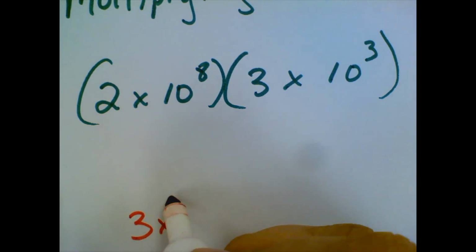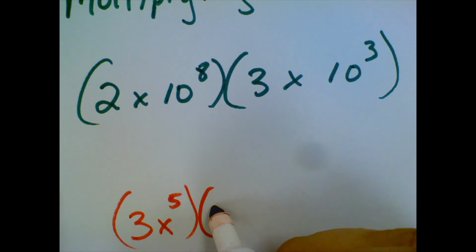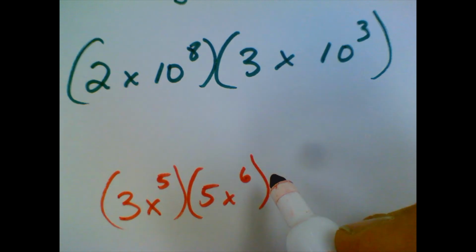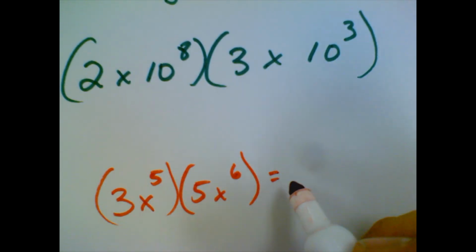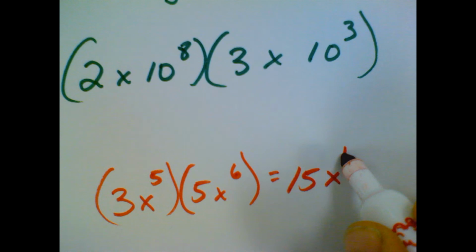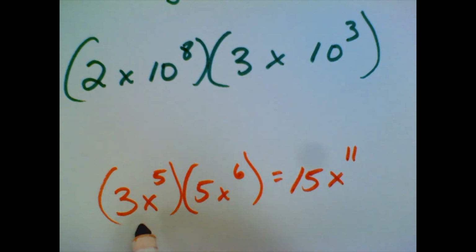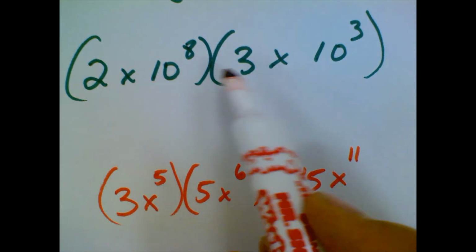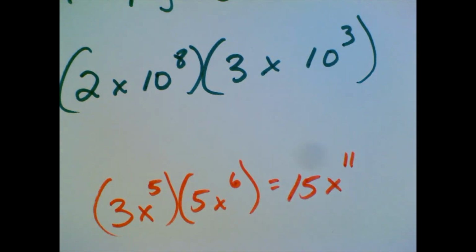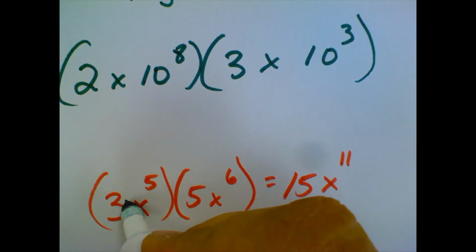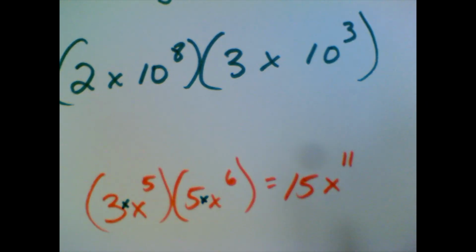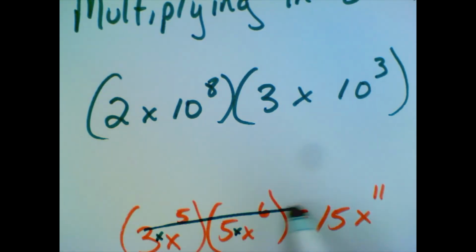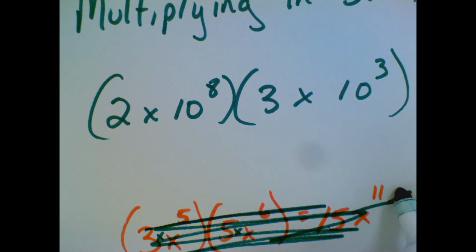Remember we had like 3x to the 5th times 5x to the 6th. Remember what we did? We multiplied the coefficients and then added the exponents because the bases were the same, right? Class, if you think about this, this is the same thing, except we're just putting the times symbol in there. So essentially we have the same thing.